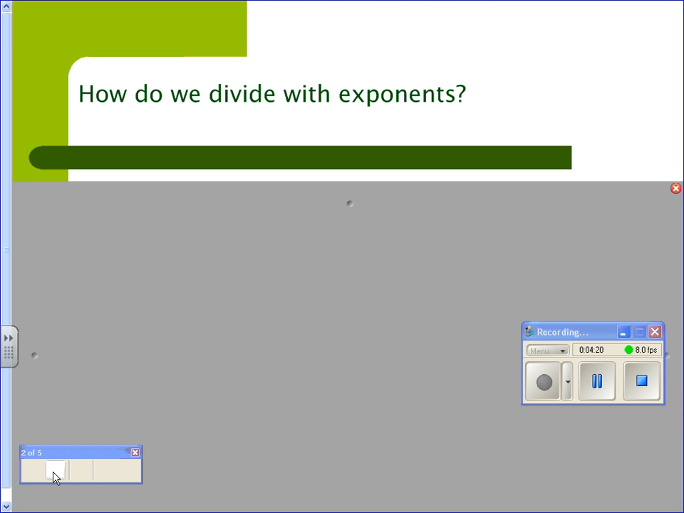How do we divide with our exponents? What do we do when we're dividing? If you have x to the 5th over x squared, that becomes x to the 30th. Is that right?